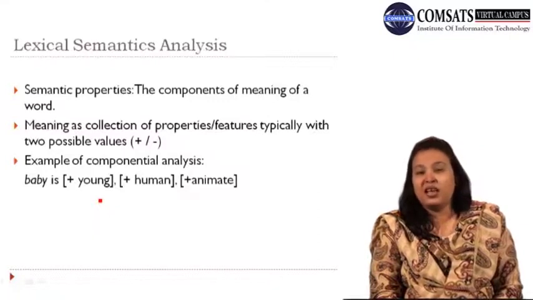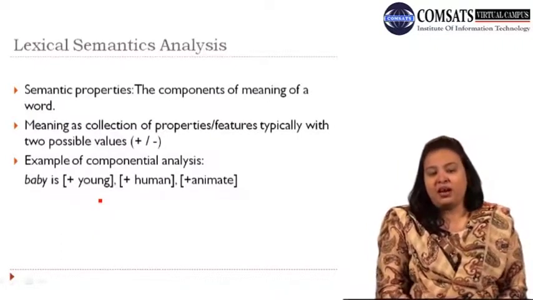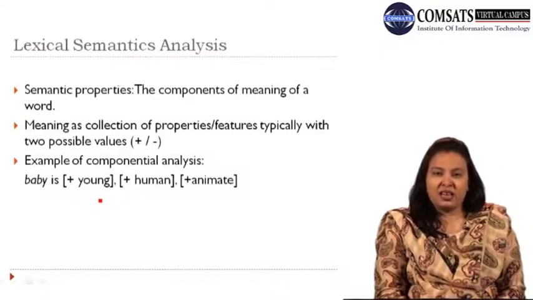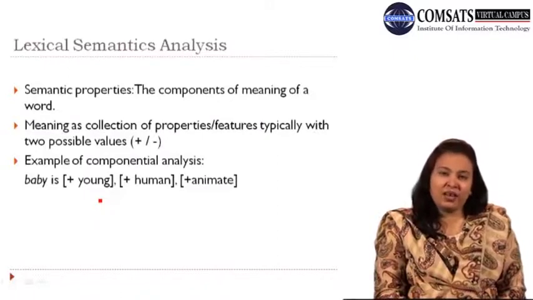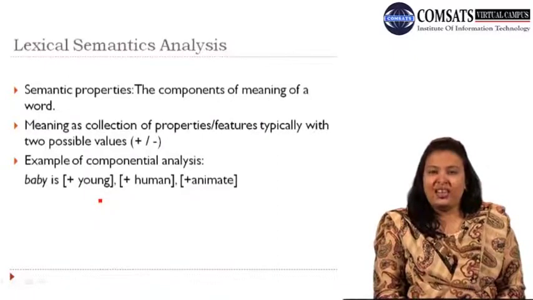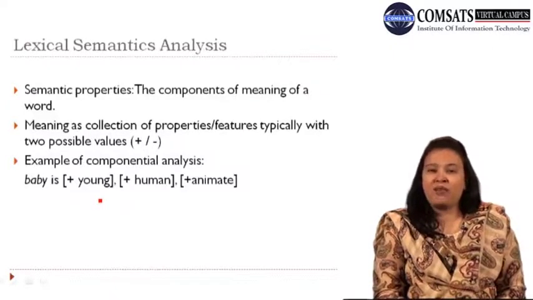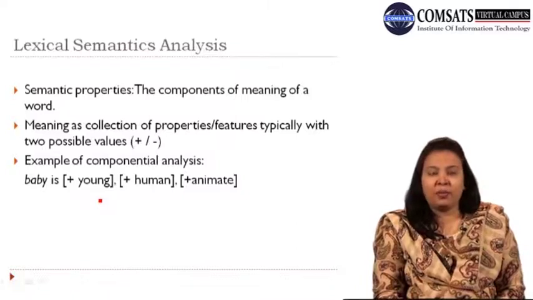With respect to linguistics, if you are performing a linguistic semantic analysis, you will show these semantic features with the signs of plus and minus. For example, in componential analysis, we can say baby. Baby is plus young, definitely, because a baby is a young child; plus human, because it's a human baby; plus animate, because it's a living thing. This way we show the semantic features of the word baby, because all these semantic properties, all these meanings, are contained inside the word baby.